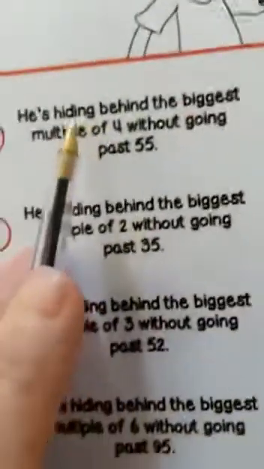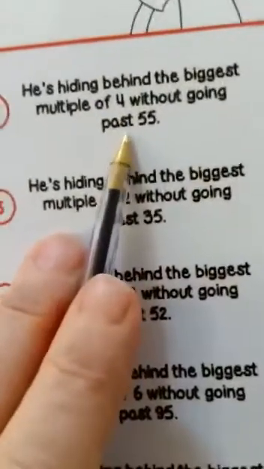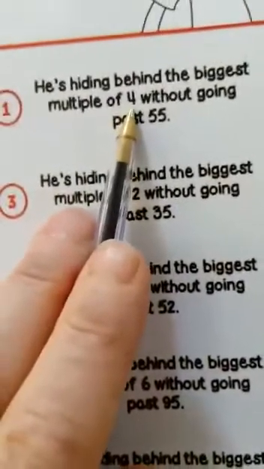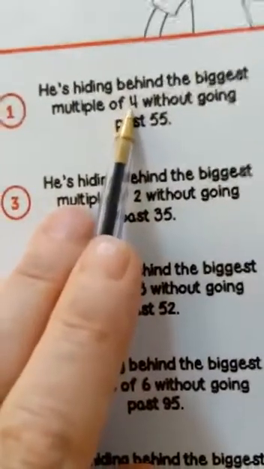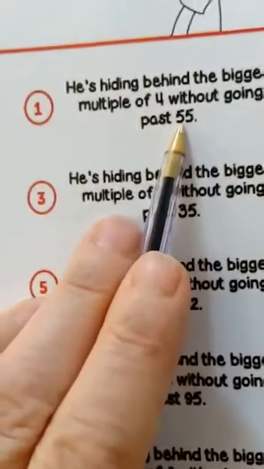So if you look at your first one, he's hiding behind the biggest multiple of 4 without going past 55. So think of your 4 times tables. 4 times 10 is 40. How much more is it to go up to 55? So have a good work on that.